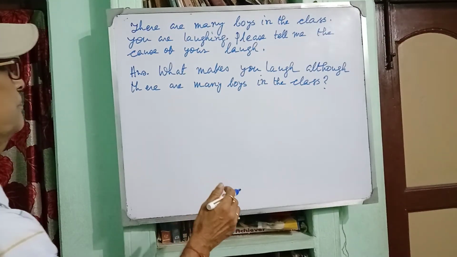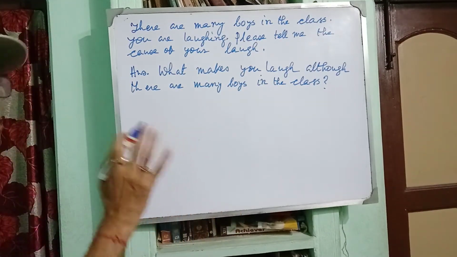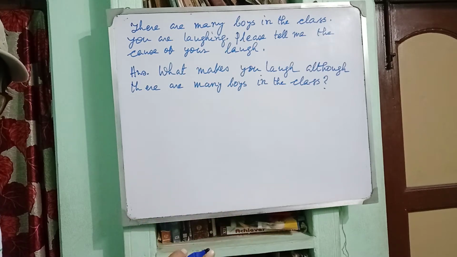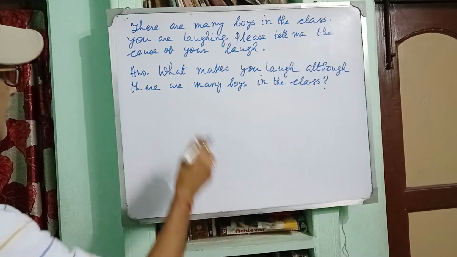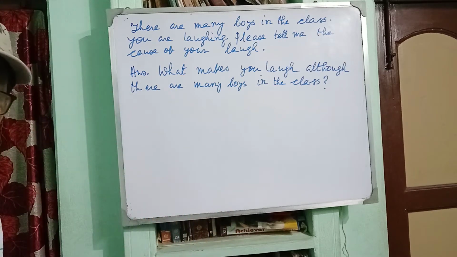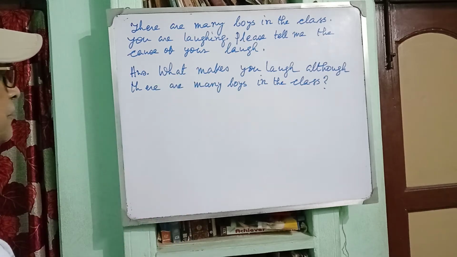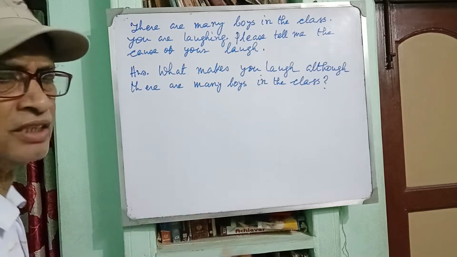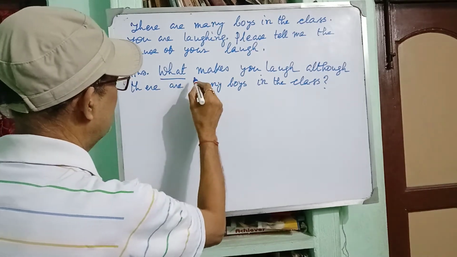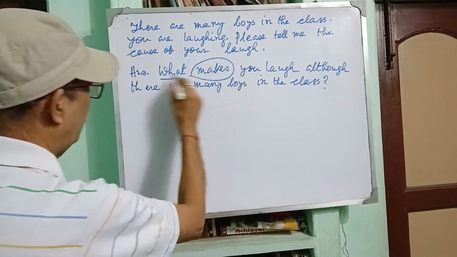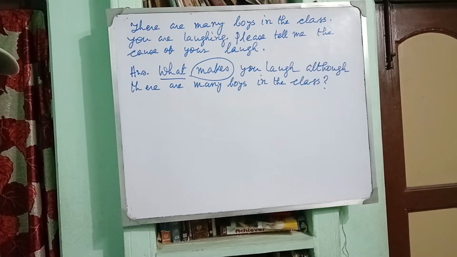So you see, what makes you laugh? That means the cause of laughter is unknown. It is the dark side in the class. As the cause of laughter is unknown, the teacher may automatically ask the boy, what makes you laugh in the class? Although there are many boys in the class. Okay? You see that what, a WH word, and there is no auxiliary verb, only a finite verb. Okay?